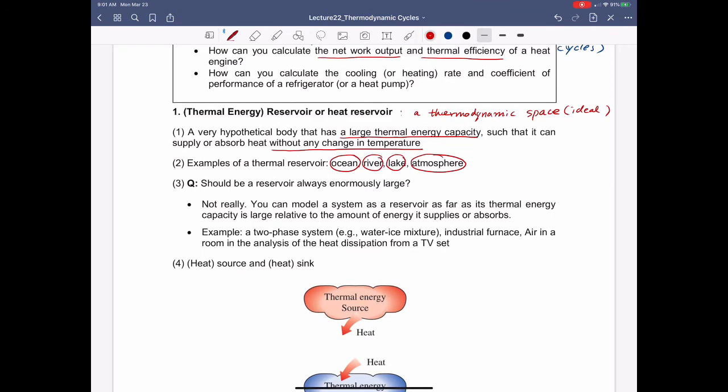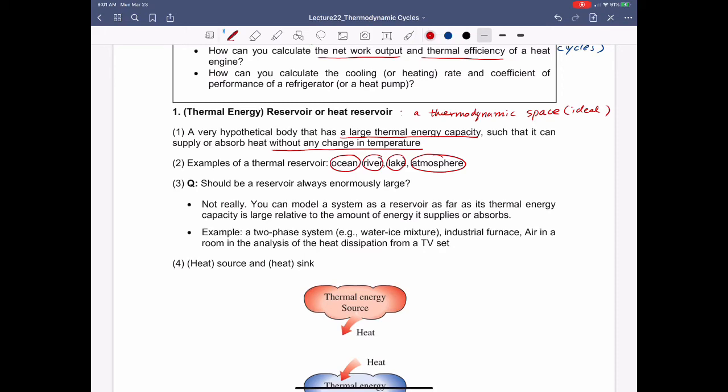Now, there's one example, and there are many other examples, such as a two-phase system. Let's say that you have a water and ice mixture, and they are in phase change processes. So now you can easily think that this mixture of water and ice should maintain the temperature at 0 degrees Celsius. So even though there might be certain slight heat input or output, you can still assume that your mixture remains at 0 degrees Celsius as far as you have ice and water there. So that can also be considered a reservoir.